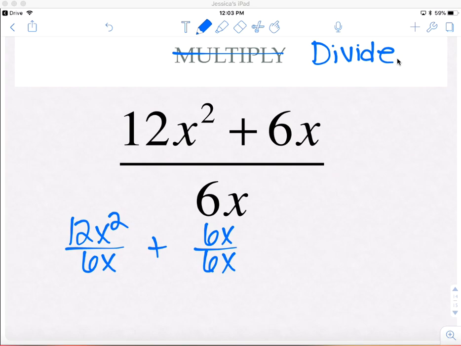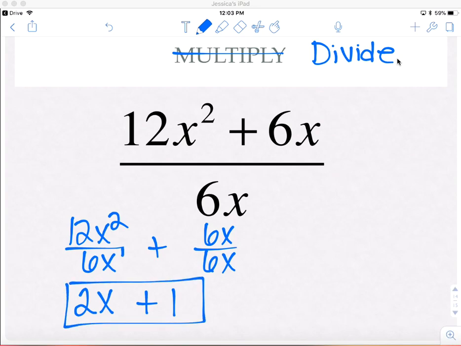So 12 divided by 6 is 2, and x has an imaginary exponent of 1. 2 minus 1 means I'm left with an x. For the second one, 6 divided by 6 is 1, and those x's cancel out. So 6x divided by 6x just cancels to 1.